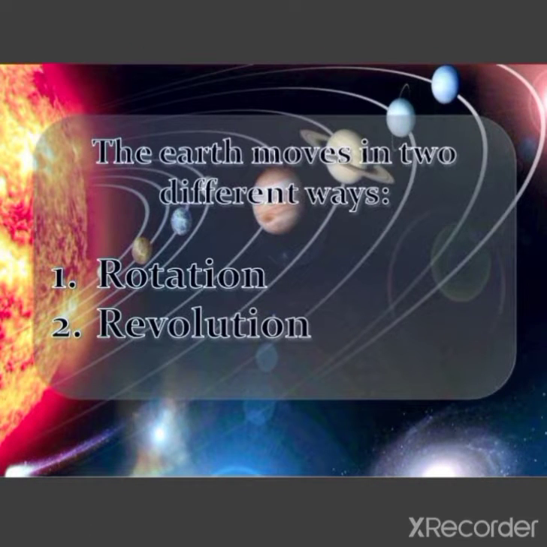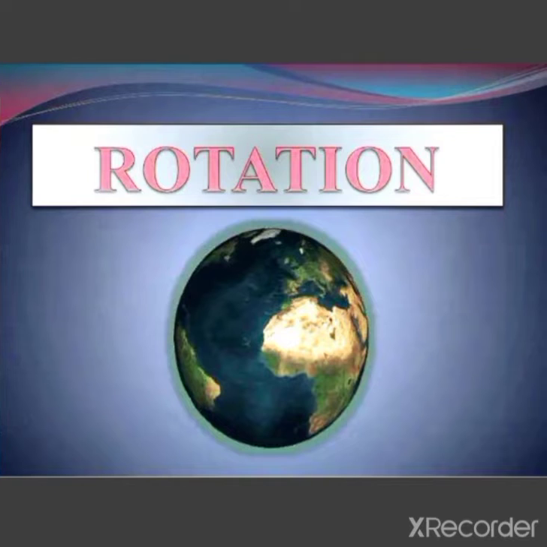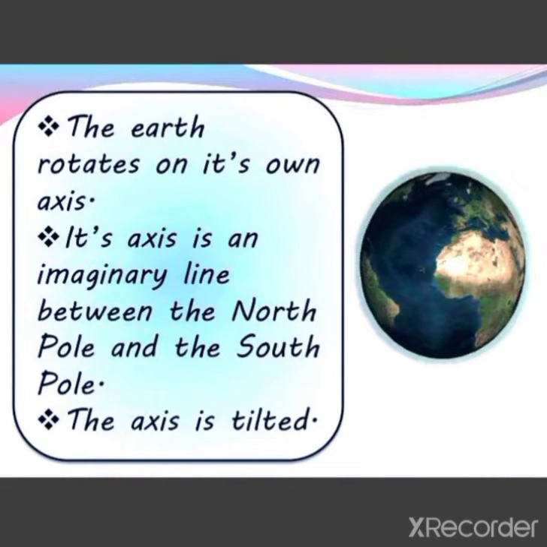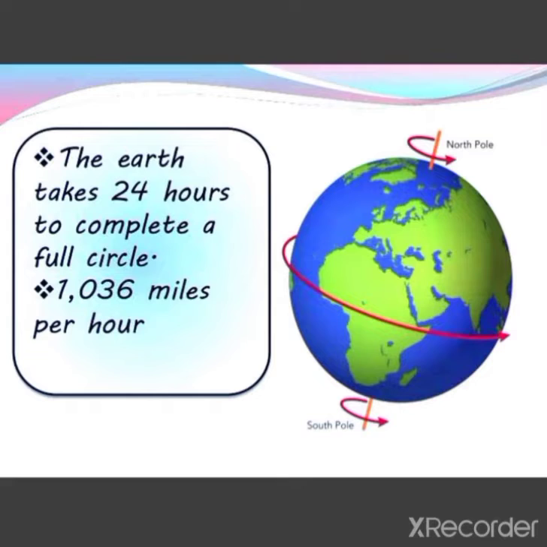The earth moves in two different ways. There are two movements of the earth, that is rotation and revolution. Let us talk about the rotation. The earth rotates on its own axis. Its axis is an imaginary line between the North Pole and the South Pole. The axis is tilted. The earth takes 24 hours to complete a full circle, which means one rotation takes 24 hours.